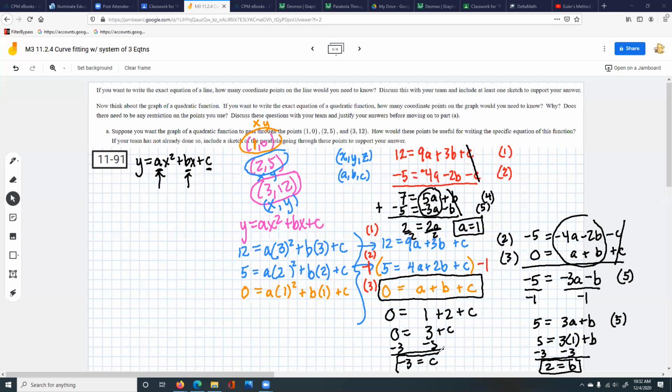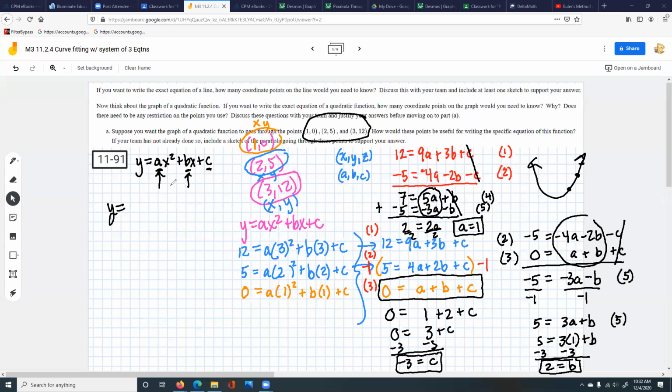And you don't want to leave your answer like this, right? You don't want to just say A is 1, B is 2, C is -3. We want to plug our answer back into the equation, because that's what we're looking for. We're looking for the equation that fits through those 3 points that we wrote down, that we graphed for number 90. So we're going to plug these numbers back into our parabolic equation, our quadratic equation.